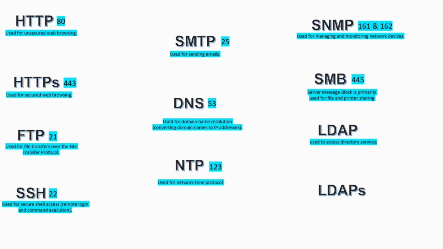LDAP for directory services, port number is 389, and secured LDAP port number is 636. So you are required to remember ports for these common services. Let us move to our next slide.